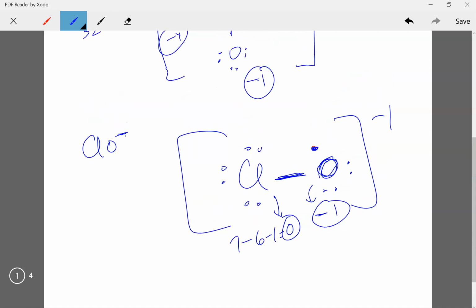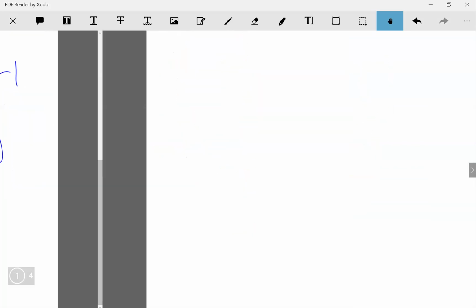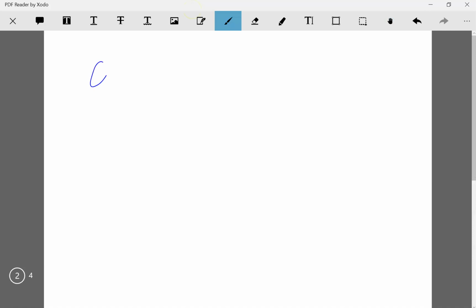Is that all the space I have? Let's try another one, ClO4 minus. Keep wary of the time. We might have to do VSEPR in a separate video. What did I talk about for so long? I don't even know. Okay.